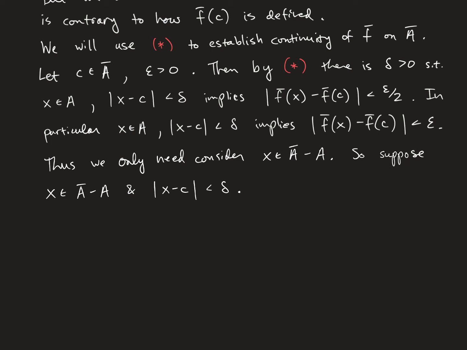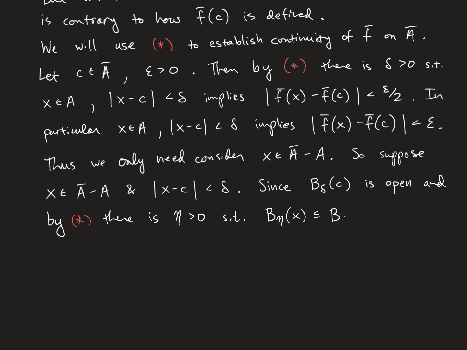Okay, so then since the delta ball around C is open, and by red star, there is an eta greater than 0, such that the ball of radius eta around x is contained in the ball of radius delta around C. And if z is in that eta ball around x, and z is in A, then the distance between f bar of z and f bar of x is less than epsilon over 2.